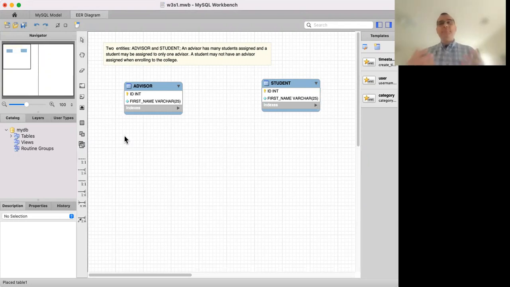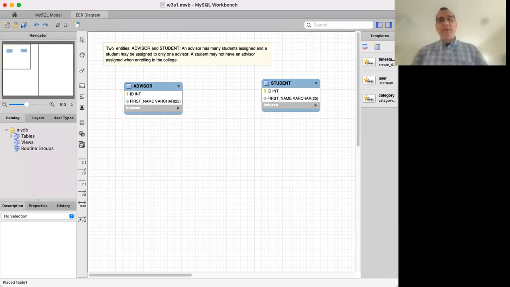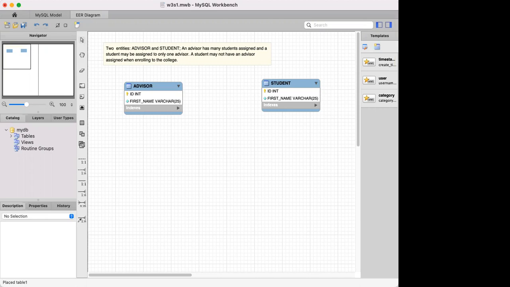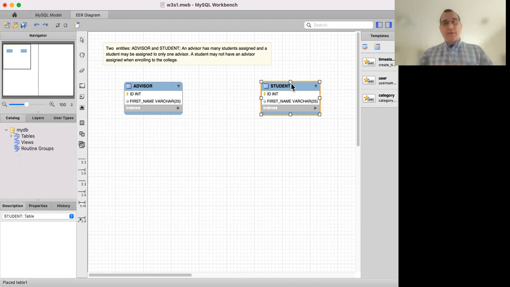Now, this was what we learned previously. Now the question is: it's clear that I have a relationship between these two. It's clear that I must have a relationship. Now, how do I determine what type of relationship I have? There are two main questions that I need to ask to determine it.